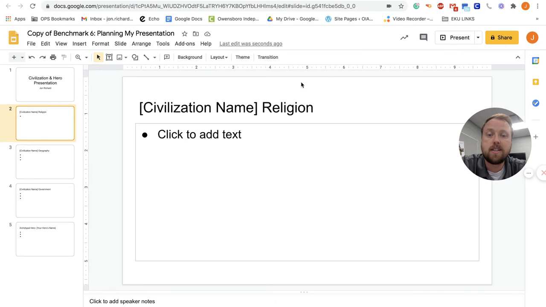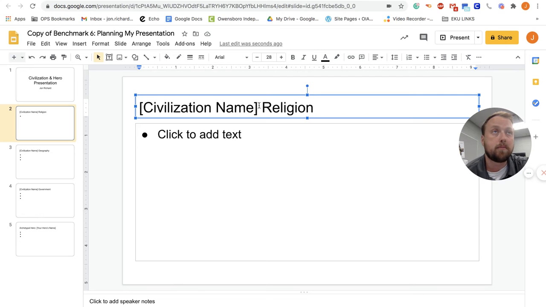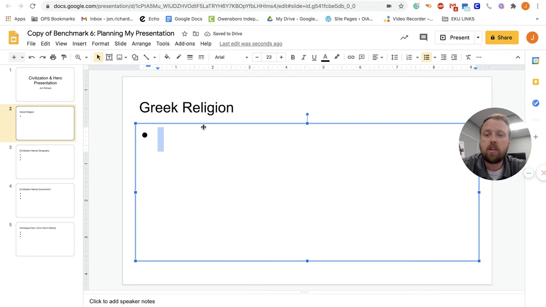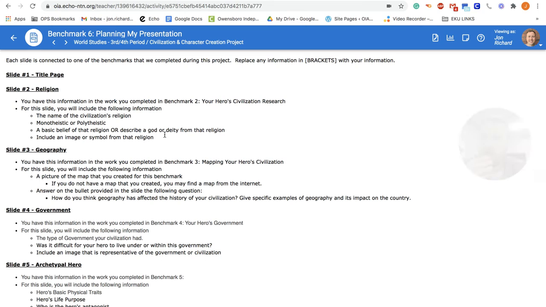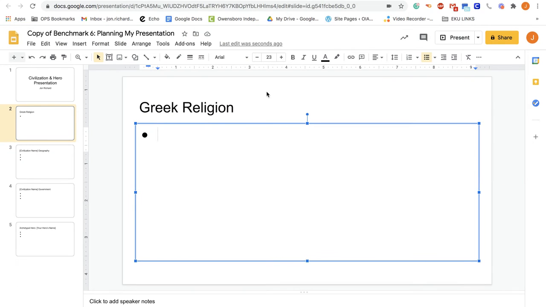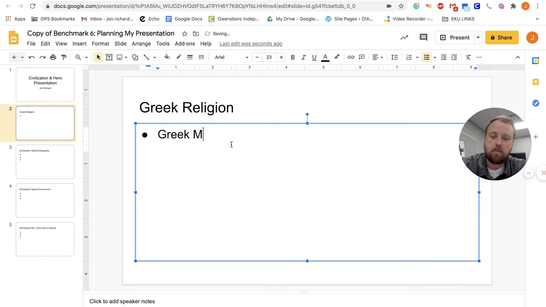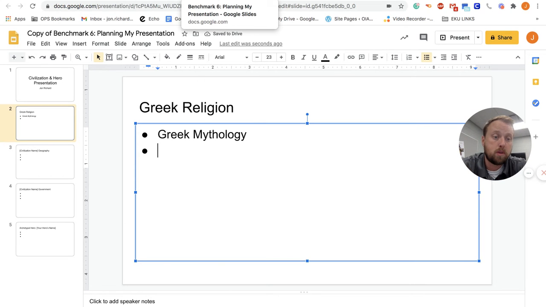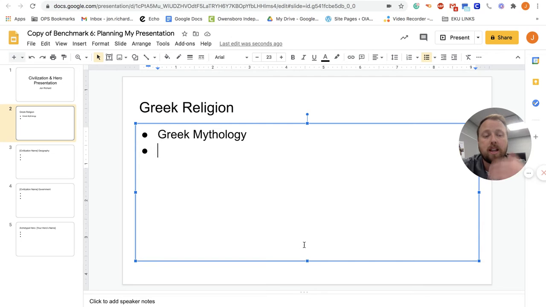The second slide is that religion. Let's say we're doing what we did with Odysseus, the Odyssey, and that would be Greek. I'm going to do Greek religion, so I'd replace that with Greek. And then the first bullet, I'm going back and forth between the instructions and this, and it says name of the civilization's religion. So I'm going to put in there Greek mythology. Greek mythology is all I had to put, because this is a PowerPoint. It's kind of like a note card where you're just putting basic information.